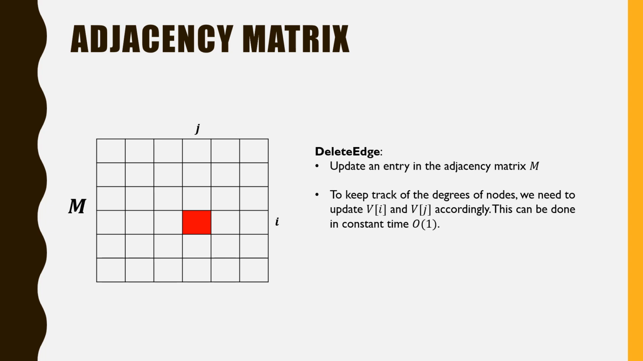Then, we have the delete edge operation. To remove an edge between node i and node j, we simply modify the corresponding entry Mij. If degree tracking is required, we also update the relevant entries Vi and Vj to reflect the change. The accesses and updates of all entries can be done in constant time, O(1).